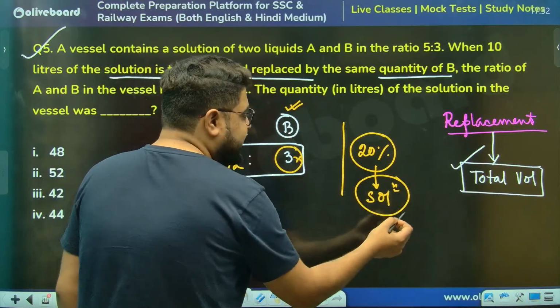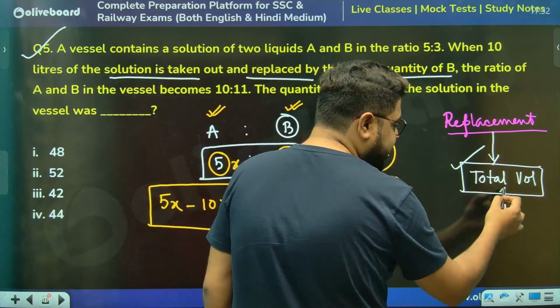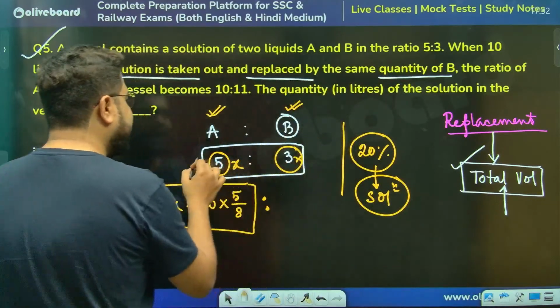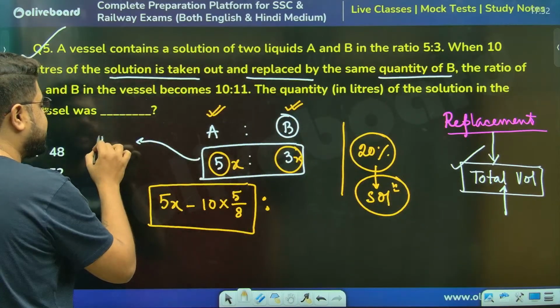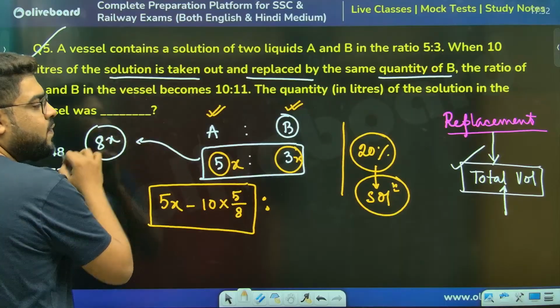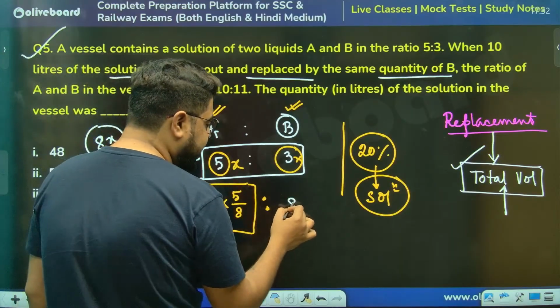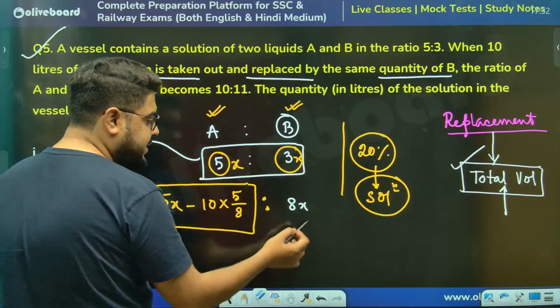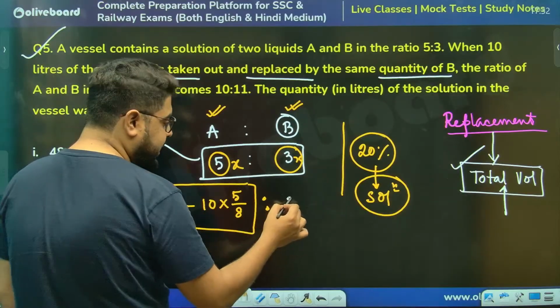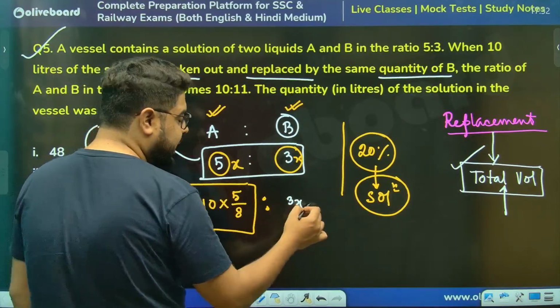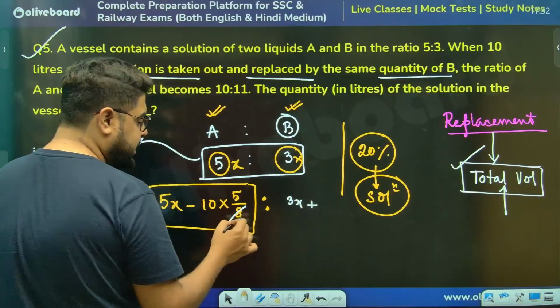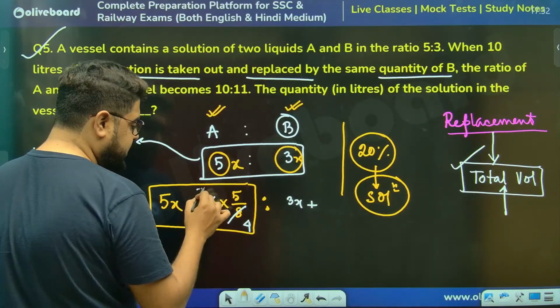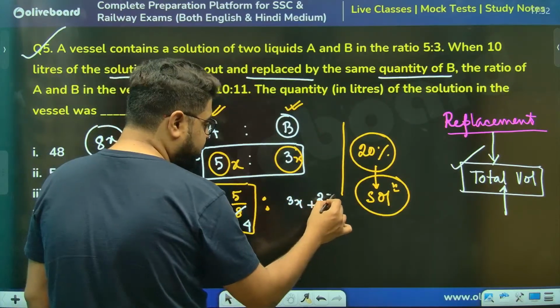Remember, sir, the total volume is constant. Total volume initially was 5x plus 3x, that is 8x. So now it will be 8x minus this. So 8x minus 5x, if you do, you are ending up with 3x. And this minus minus becomes plus. So calculate: 2 4s are this, 2 5s are this. That is 25/4.